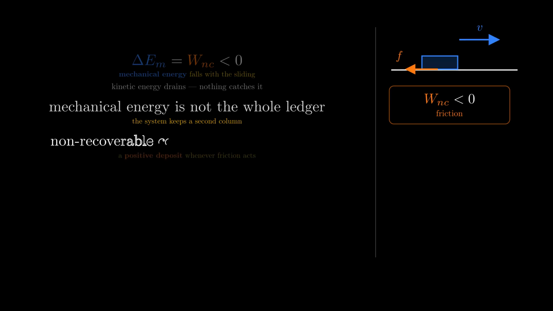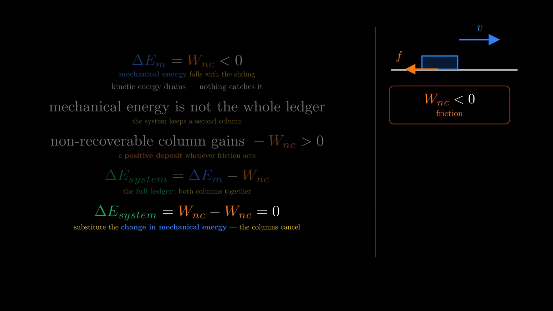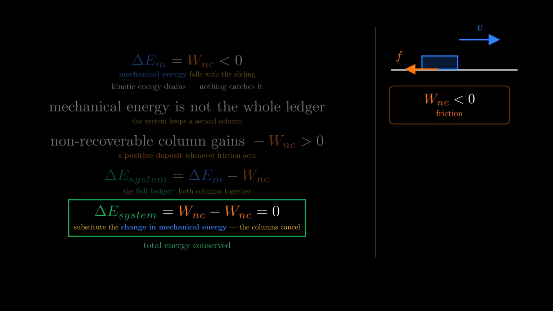The system's other column, non-recoverable energy, gains exactly minus the non-conservative work, a positive deposit whenever friction acts. So the total change in the system's energy is the change in mechanical energy minus the non-conservative work. And since the non-conservative work equals the change in mechanical energy, the difference is exactly zero. Total energy is conserved without exception.